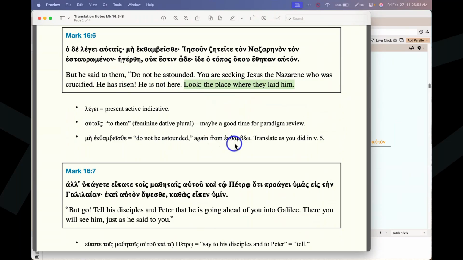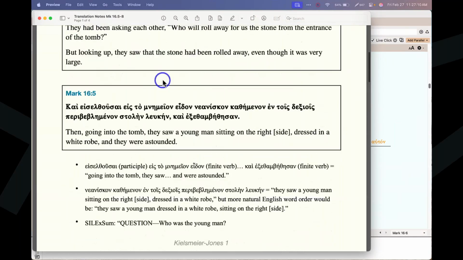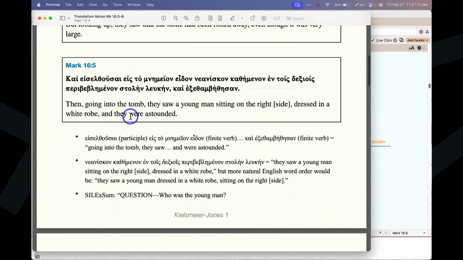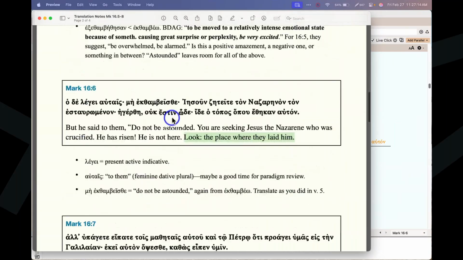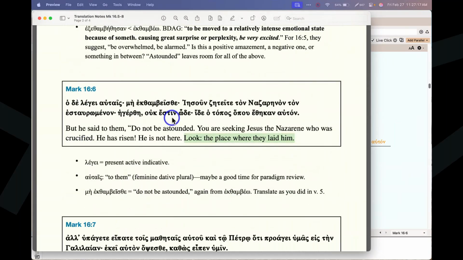Again, that's from ekthambeo. So however you've translated it in verse 5, in this case, I would translate it exactly the same way, because it is a direct response to whatever it is that you translate in verse 5. And it's negated. It's saying, don't do that, or don't be that. So consistency here would be important. So they were astounded, don't be astounded. Or they were overwhelmed, don't be overwhelmed. They were shocked, don't be shocked.